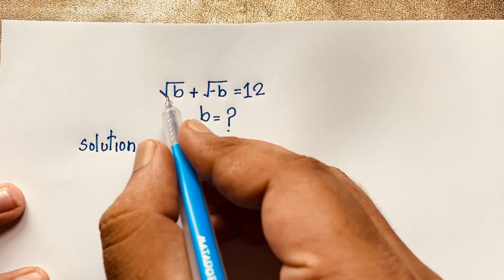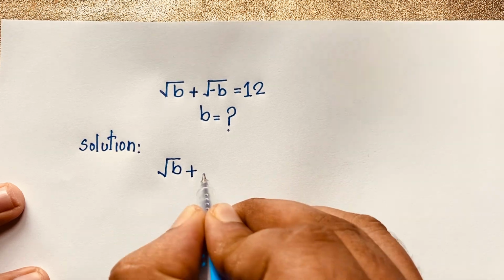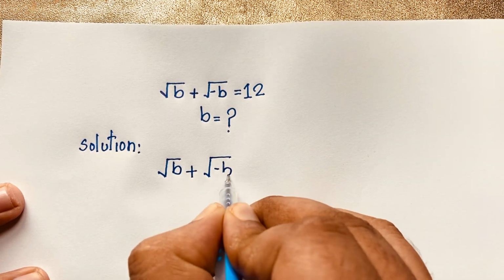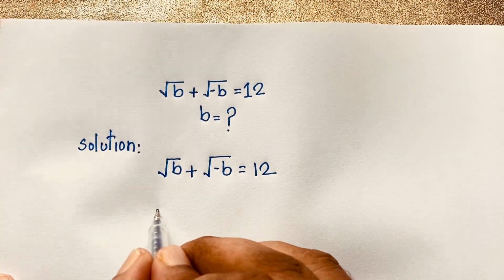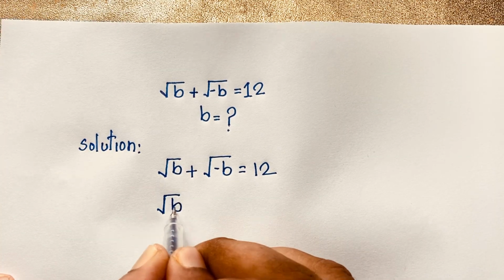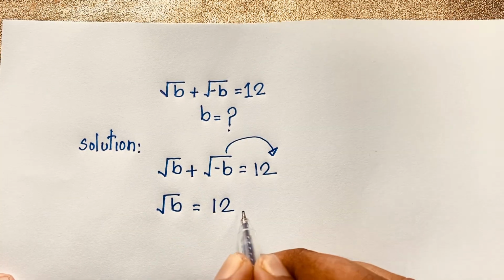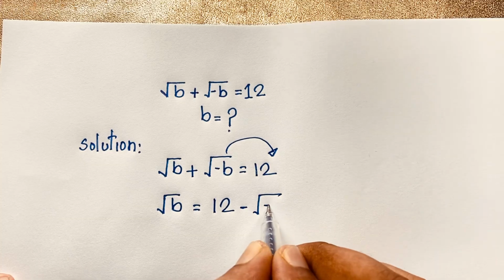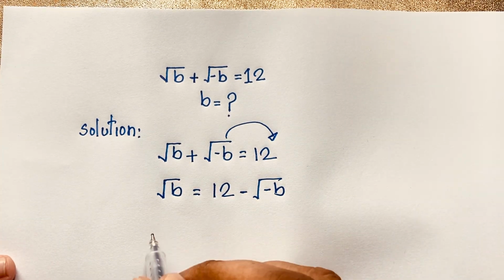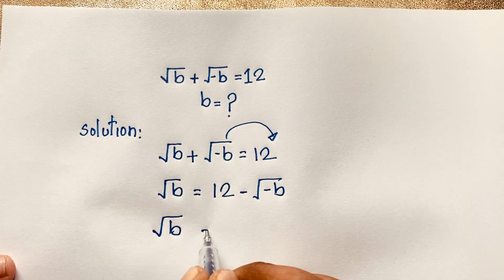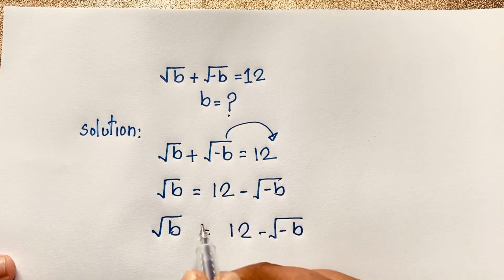Here, square root b plus square root negative b is equal to 12. Now at this moment you can see easily here square root b and it is 12. Then if I move this below to this side, it will be negative square root minus b. Now at this moment I use both side whole square. I use both side square.